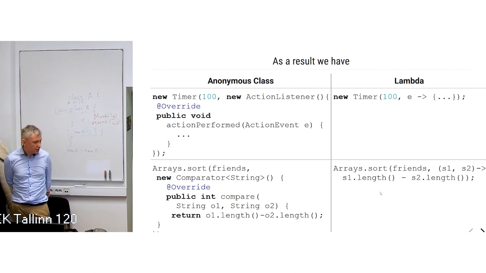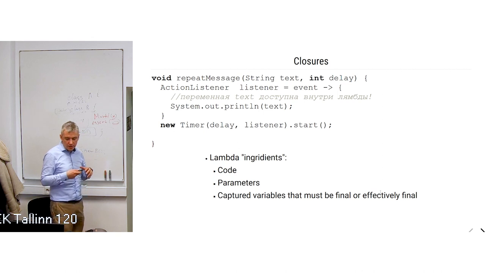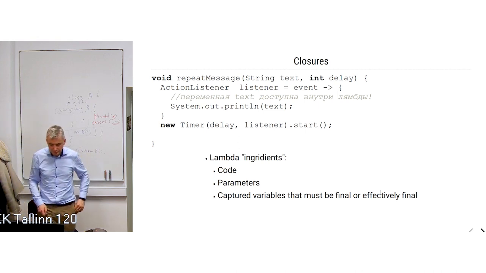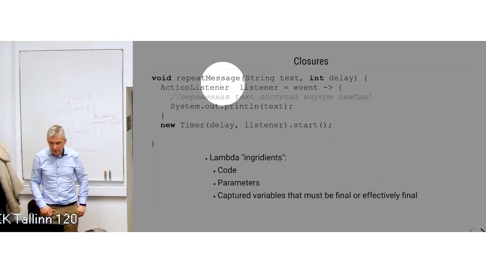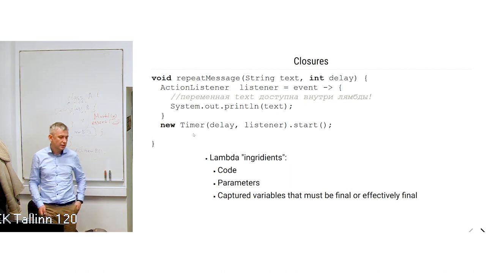And actually this is not everything about lambdas. In a lambda, just like in an inner class, we can have access to some outer variables, some outer scope. So if we have this method, repeatMessage, accepting String text, and with some delay we are going to repeat some text, inside this lambda we can use this text variable. Although text is not a parameter of the lambda, text is a parameter of the outer repeatMessage method, but in this lambda, text is just like in the scope of this method.